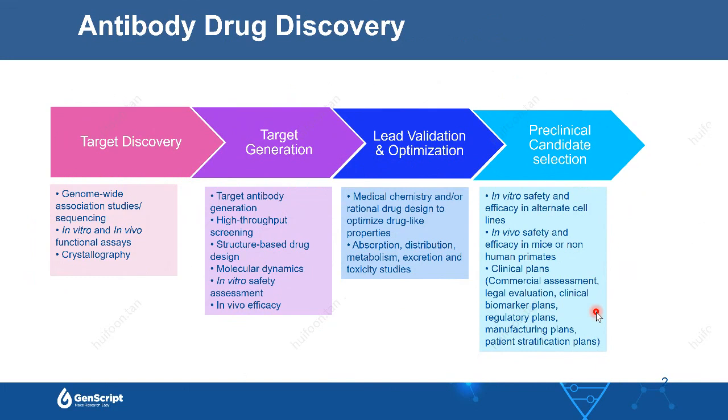Once lead candidates are identified, preclinical tests are required to evaluate their safety. Preclinical trials are conducted on non-human subjects to study the efficacy, toxicity, and pharmacokinetics of the therapeutic antibodies. This is the last antibody discovery stage before moving on to clinical trial studies. In this phase, in vitro and in vivo assays are carried out to ensure the safety of the candidates, and commercial assessment, legal evaluations, clinical biomarker plans, regulatory plans, manufacturing plans, and patient certification plans will be designed before moving on to clinical trial.